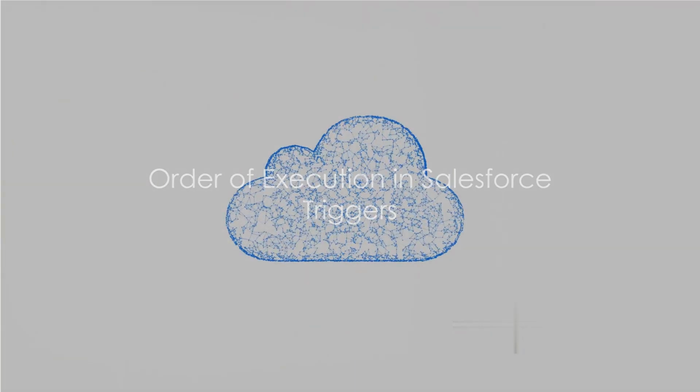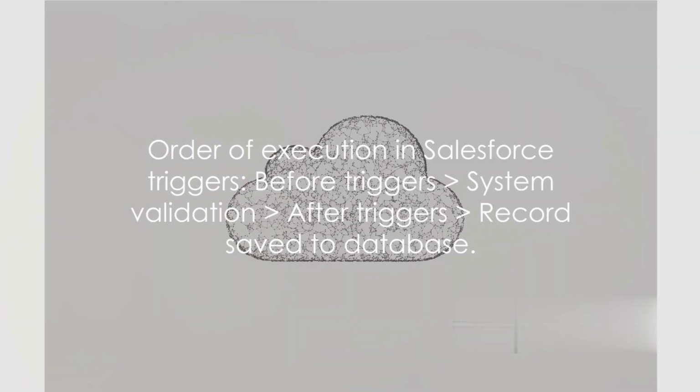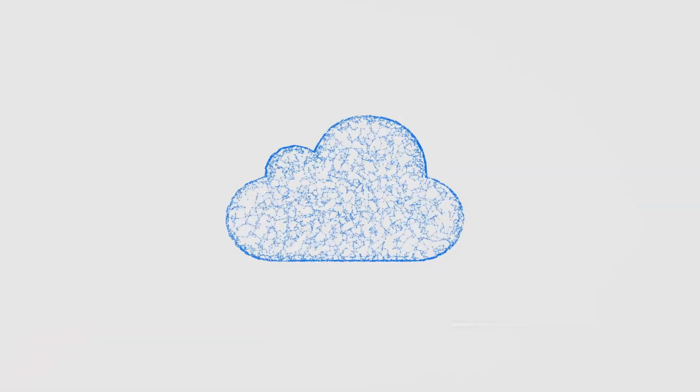Now let's dive a bit deeper. Can you explain the order of execution of a trigger in Salesforce? The order of execution in Salesforce is a crucial concept. When a record gets saved, it fires the before triggers first, system validation occurs next, followed by the after triggers, and finally the record is saved to the database.